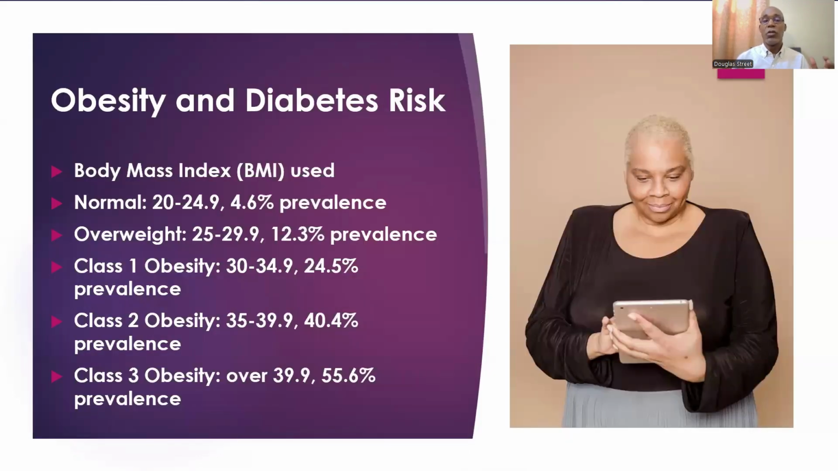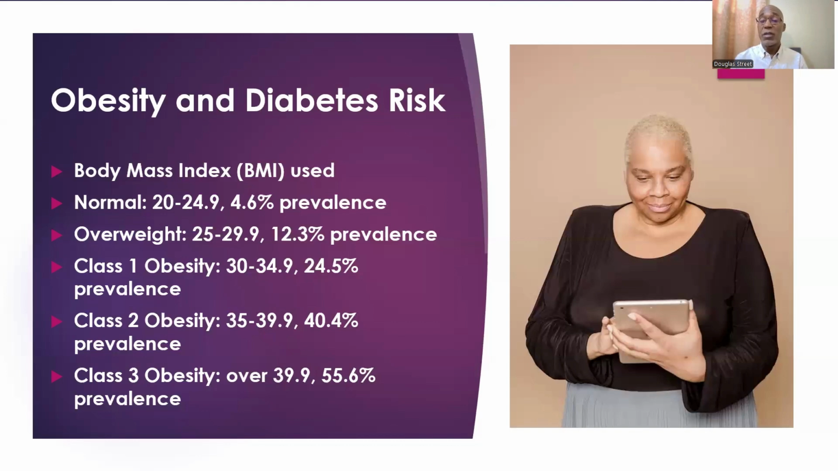Now we're going to look at obesity and diabetes risk. How does obesity relate to diabetes risk? We're going to be using the body mass index as a way to measure obesity. The normal body mass index is between 20 to about 25. I'm sure most of us know that BMI is a calculation based on your height and weight. There are other ways to assess obesity, but this is the one that we're going to be using today.